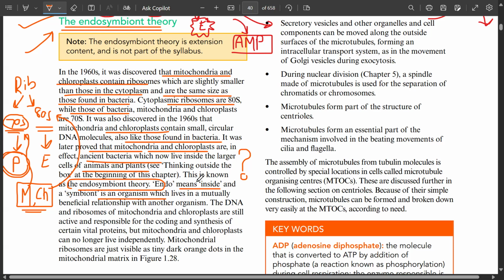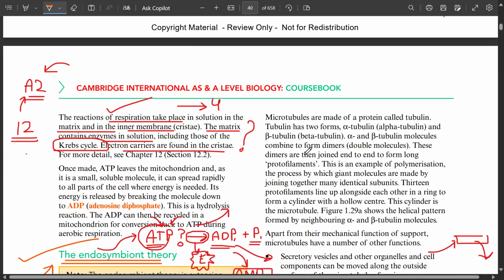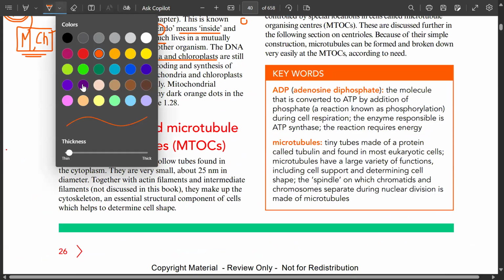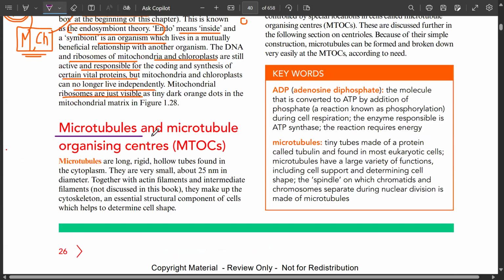We have gone through the organelle. The DNA and ribosomes of mitochondria and chloroplast are still active and responsible for the coding and synthesis of certain vital proteins. But mitochondria and chloroplast can no longer live independently, and mitochondrial ribosomes are also visible as dark orange dots. Now, the next organelles that we are going to study are microtubules and the microtubule organizing center.